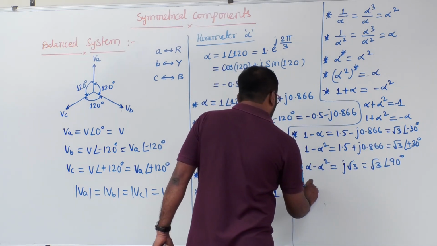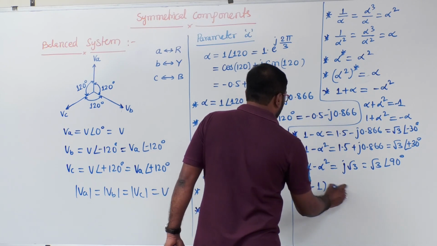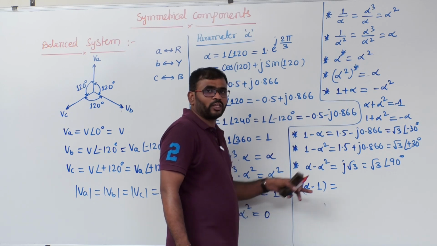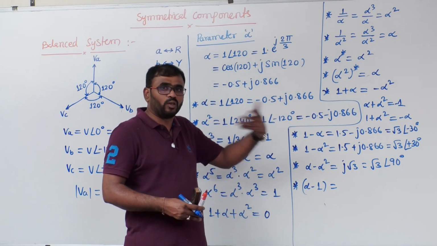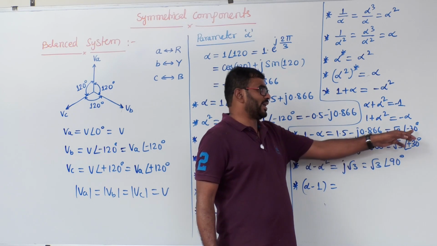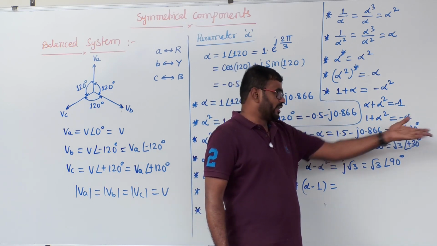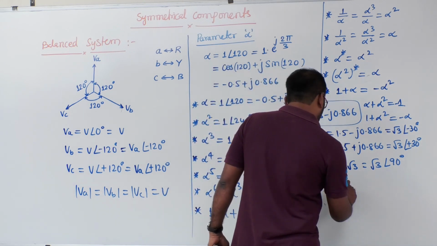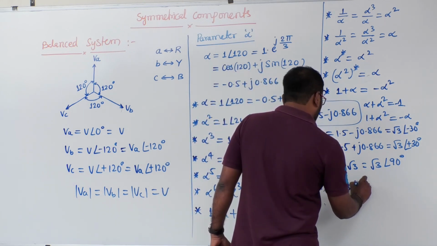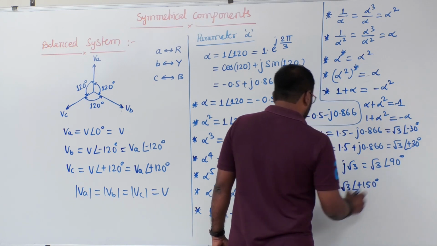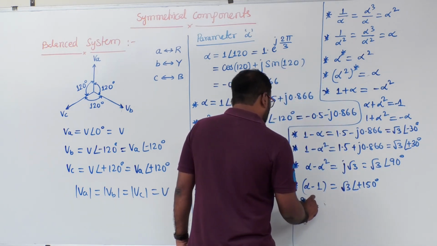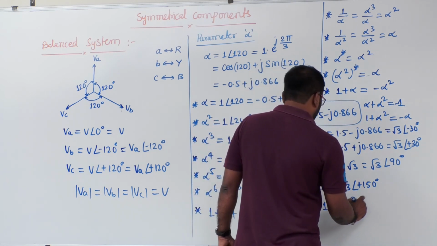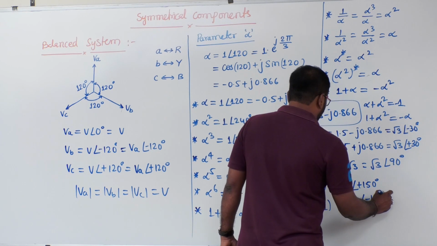Now next, what is alpha minus 1? So 1 minus alpha you multiply with minus 1. Minus 1 multiplication means you are multiplying with 1 at an angle 180 degrees. So root 3 at an angle minus 30 plus 180 degrees will be 150 degrees simply. So root 3 at an angle plus 150 degrees. Clear? Now the next one is alpha square minus 1. Alpha square minus 1 means root 3 at an angle minus 150 degrees.